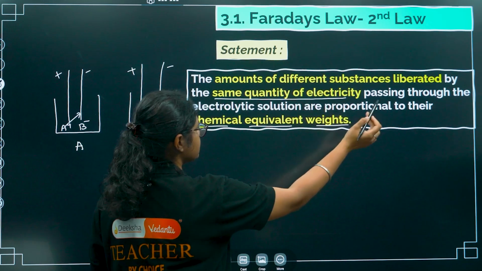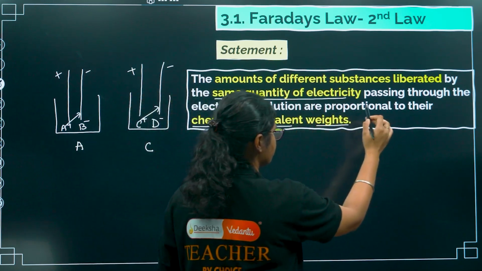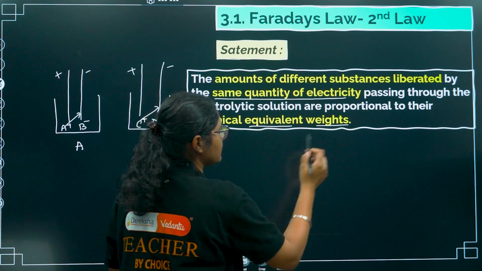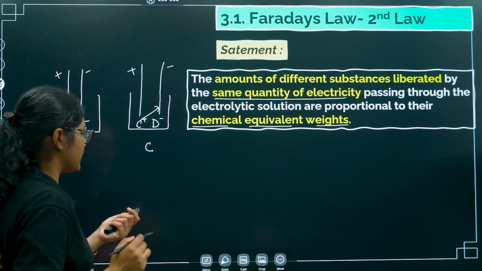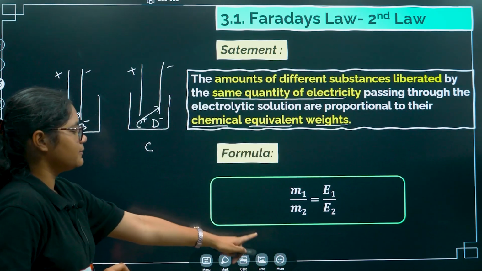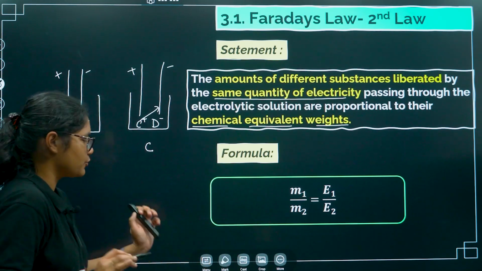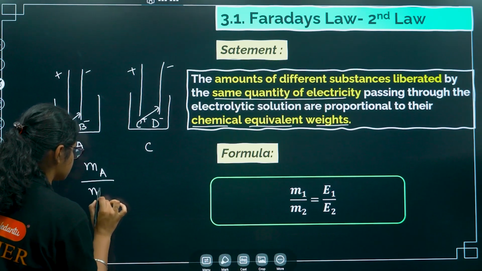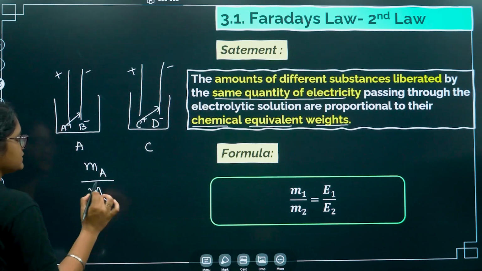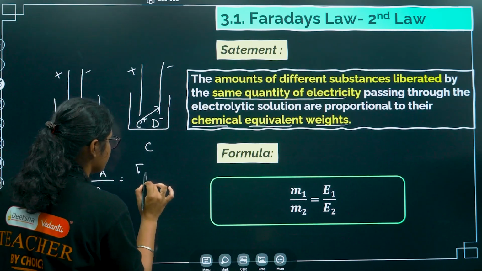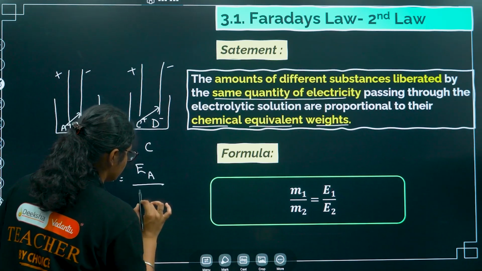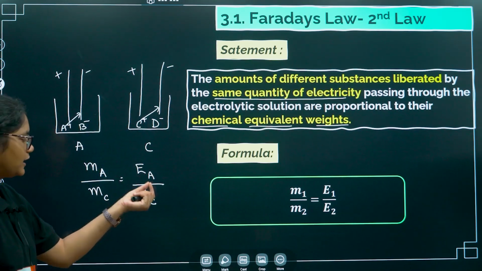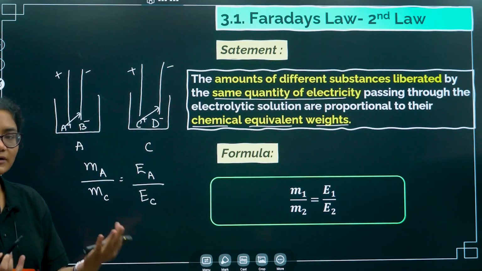The amount of different substances liberated by the same quantity of electricity passing through the electrolytic solutions are proportional to their chemical equivalent weight. So I can show you in the formula, M1 by M2 is equal to E1 by E2, or if I want to say mass of A by mass of C, mass of A deposited by mass of C deposited is equal to the equivalent weight of A by the equivalent weight of C. Now how do we get this one?